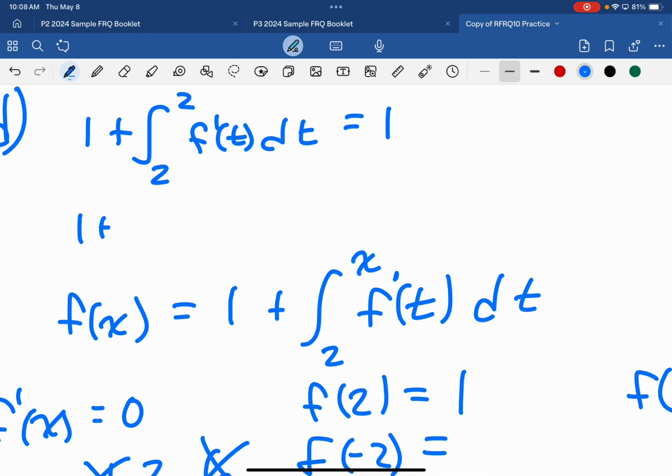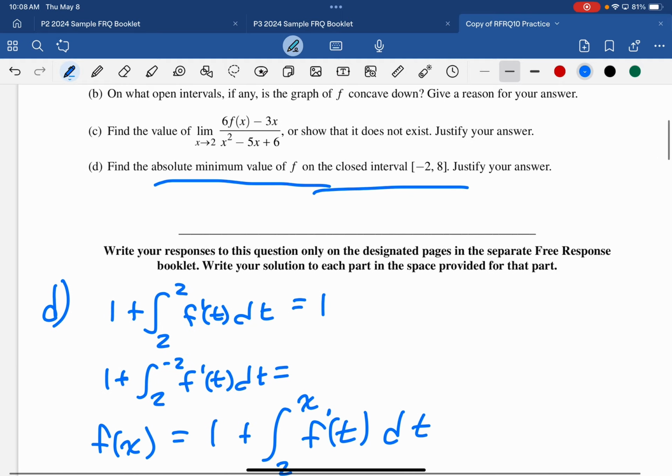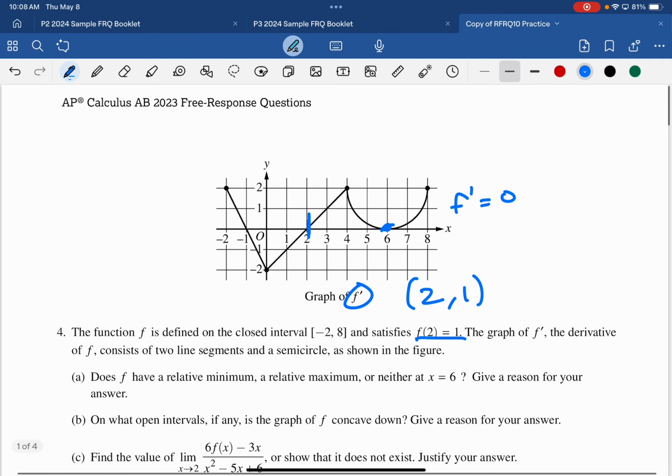We have 1 plus the integral from 2 to -2 of f prime of t dt. Okay, so we're going from 2 to -2. Let's look at that. We're going from here to here. So that means we have to find the area of each of those triangles. Now, because we're going backwards, starting at 2 and going to -2, we have to reverse the signs. So when I find the area of this triangle right here, it's positive. When I find the area of that triangle, it is negative.